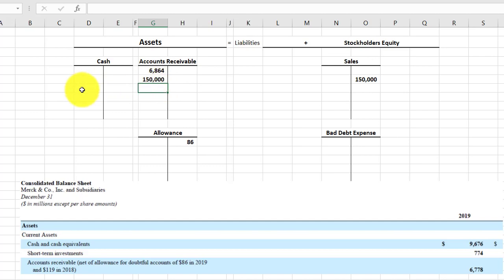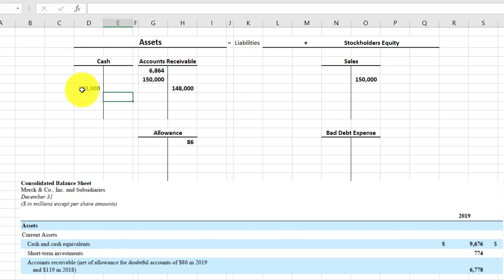Then we collected some accounts receivable. Let's say that we collected 148,000. That would be a debit to cash and a credit to accounts receivable. Debit cash, credit accounts receivable, 148,000. So those are the things that change accounts receivable. It goes up when we make credit sales, and it goes down when we collect the money from our customers.